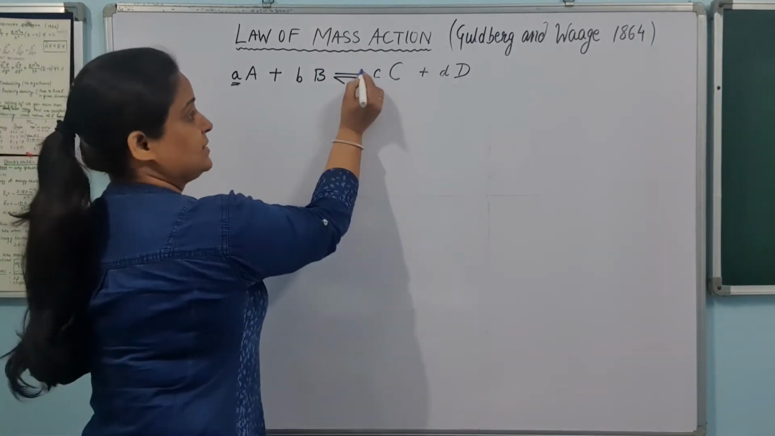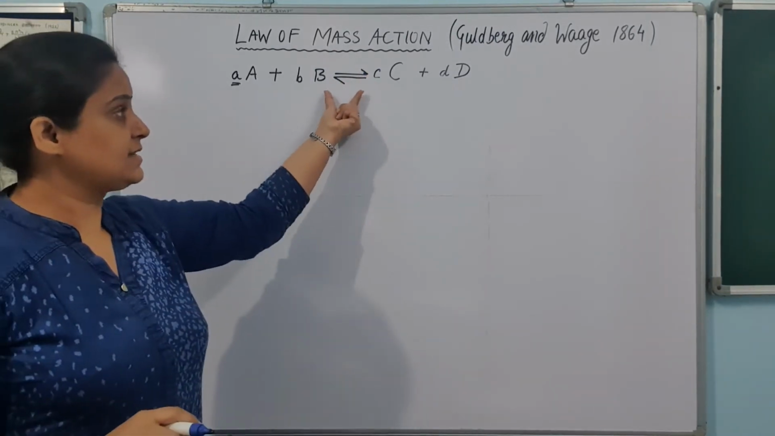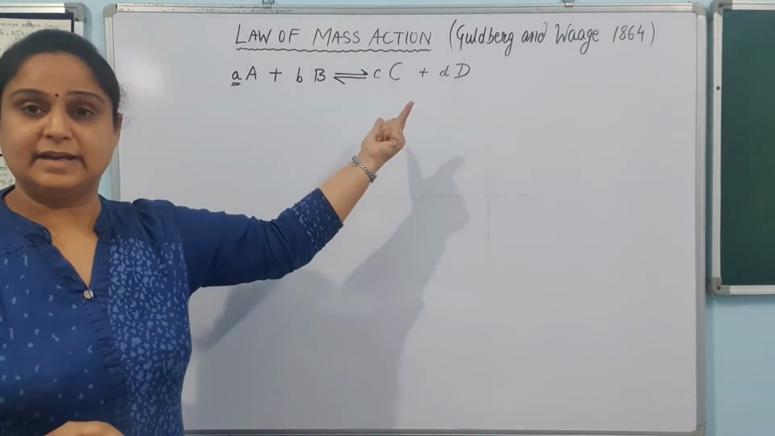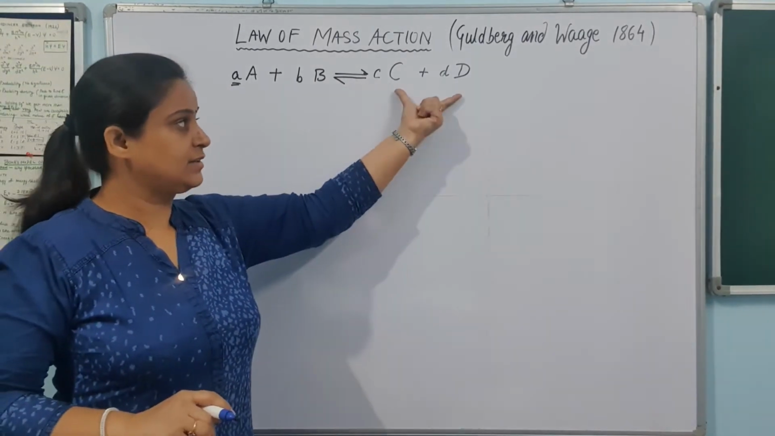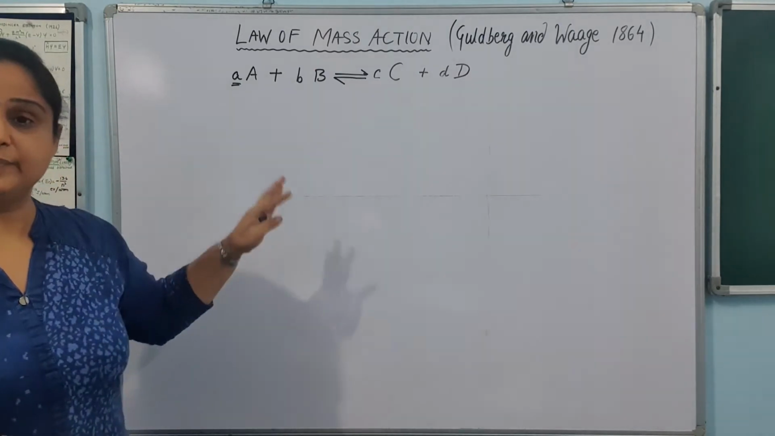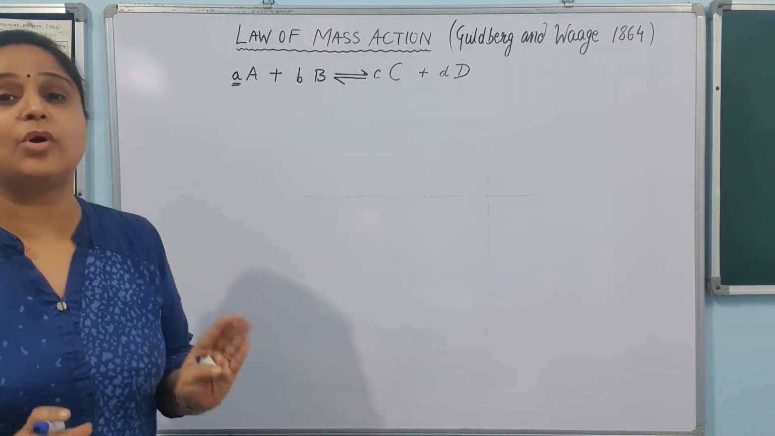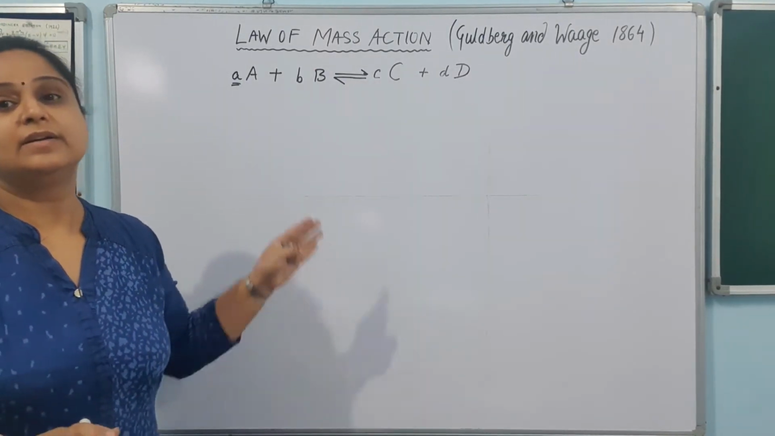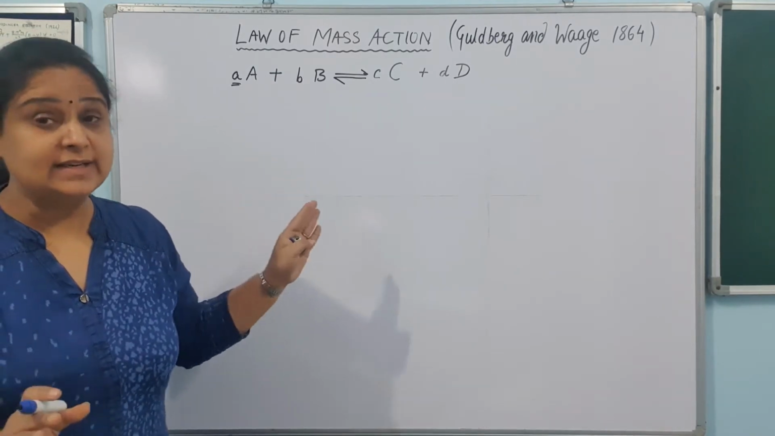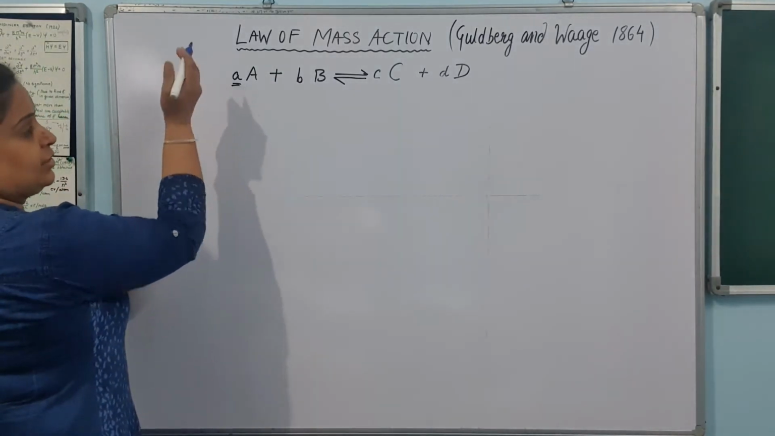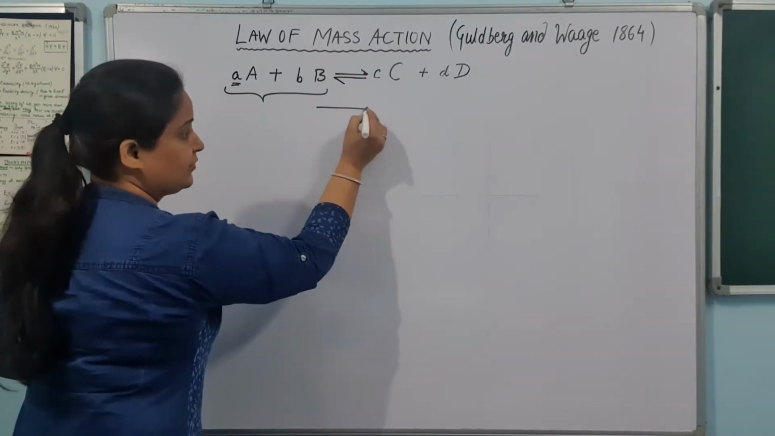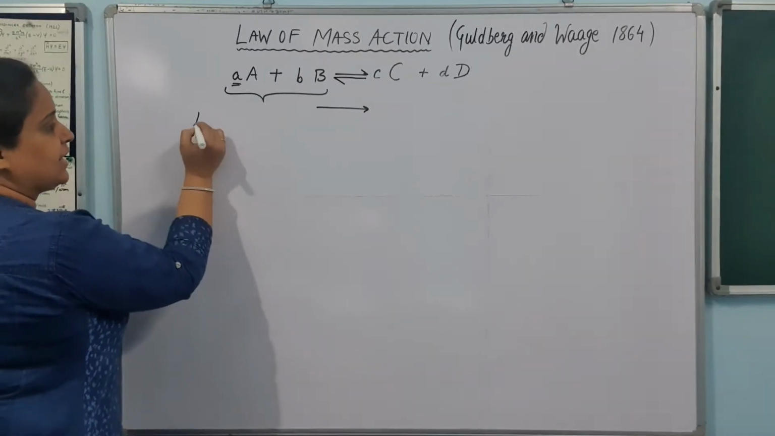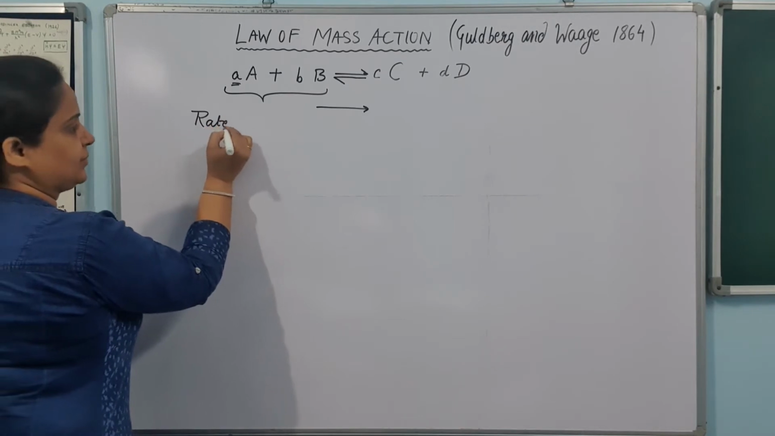This sign is indicating what? Reversible reaction. This two-headed arrow. Okay. So this is product and these are reactant. Fine. Now let us apply this law of mass action to the equilibrium state. So let us understand what happens at the equilibrium state. If I apply this as a reactant in the forward reaction, so if I write down the rate of forward reaction.